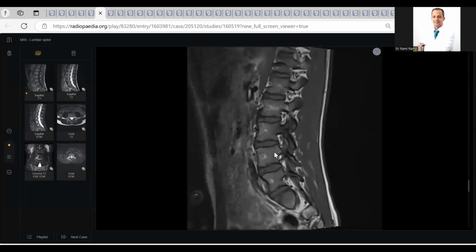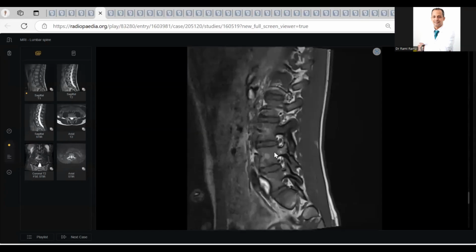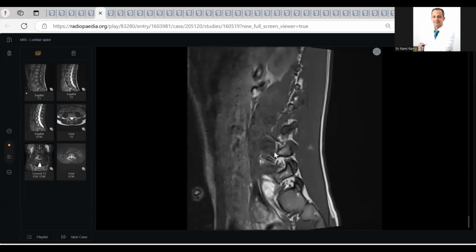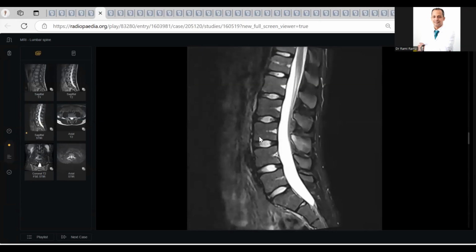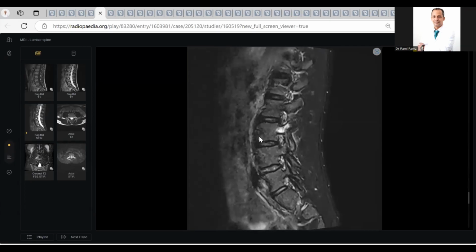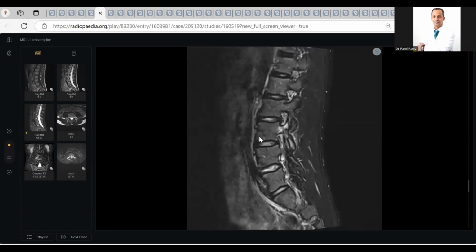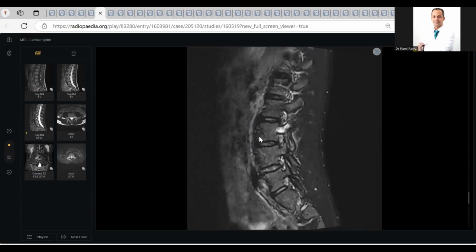I'm thinking of some, on T1 it's low, and on T2 it's bright. Maybe is there any history of trauma or something? No trauma, but this is an athletic adolescent. Then there may be some lesion like osteoid osteoma or osteoblastoma. I would like to know if the patient has any history of night pain. No night pain. This is just after training. He goes to the gym regularly.